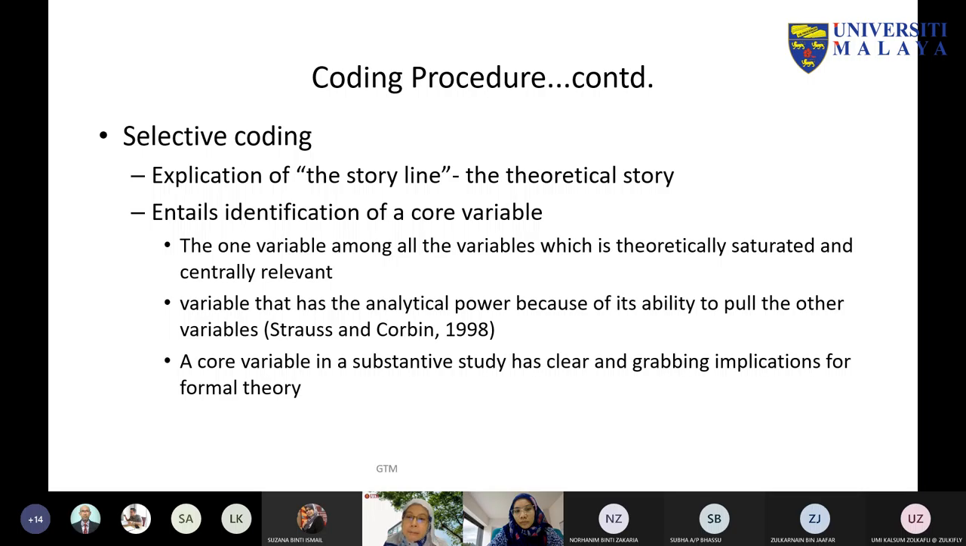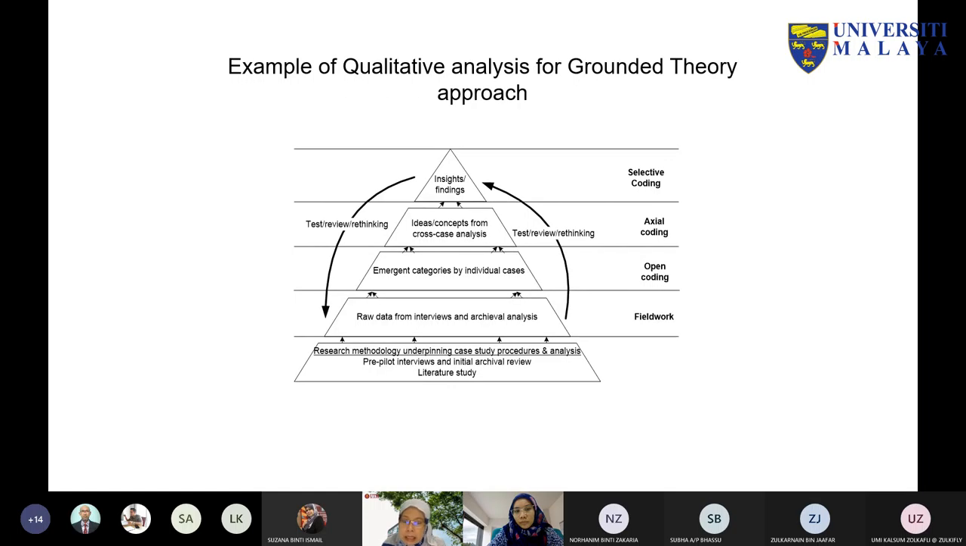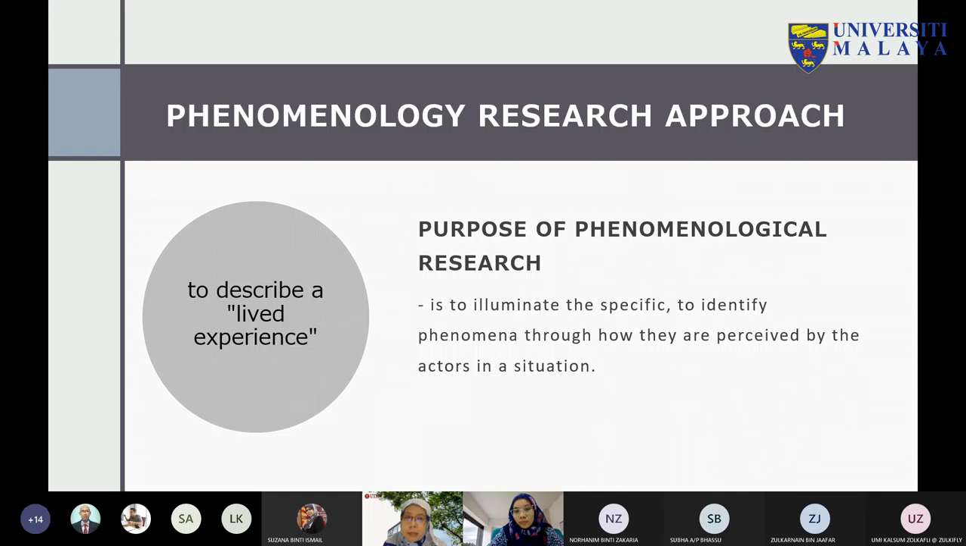After axial coding, we go for selective coding. This is the procedure under grounded theory. So the analysis procedure plays a main role before the theory can be grounded, meaning the variables can be grounded as part of the theory. In brief, it looks like this: fieldwork, open coding, axial coding, finally selective coding, before it is grounded as the variables for that particular theory. Okay, that finishes grounded theory.